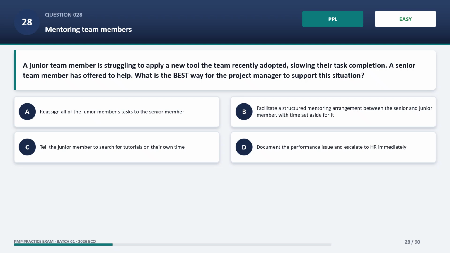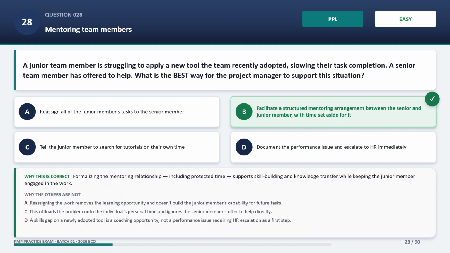The correct answer is B. Facilitate a structured mentoring arrangement between the senior and junior member, with time set aside for it. Formalizing the mentoring relationship, including protected time, supports skill building and knowledge transfer while keeping the junior member engaged in the work. Now, why the other options are wrong.